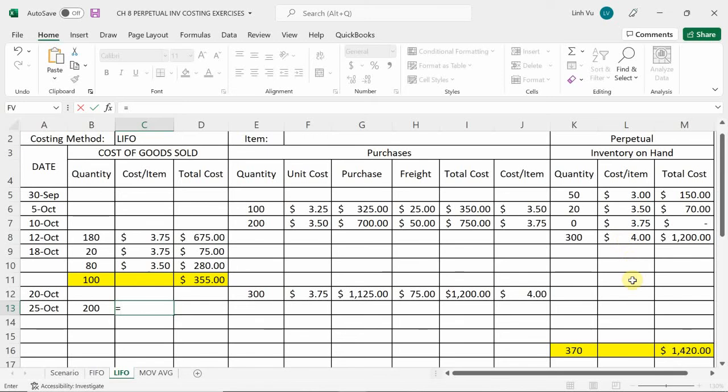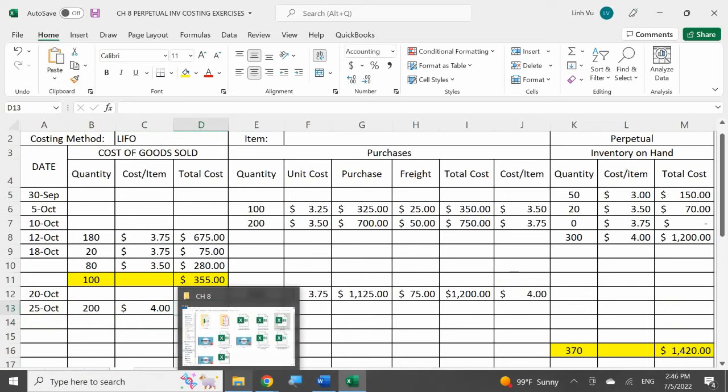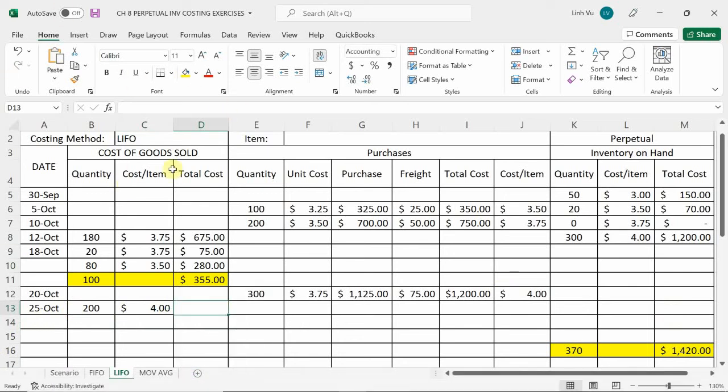No. We just purchased a batch of 300. In this case, we're using LIFO, right? Every time we make a purchase, it will always take that batch first. Okay, I see what you mean. So in this case, my 300 at $4 each is what I'm going to take out first. What is 200 units at $4 each?